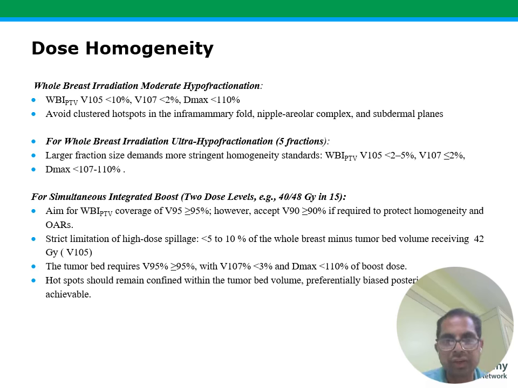For simultaneous integrated boost, I showed you there are various ways of doing it. You can aim for 95-95, so you can aim for 40 gray to 95% of the volume, to get 95% of 40 gray for the whole breast.